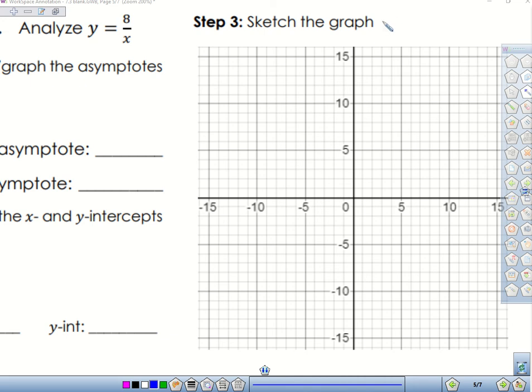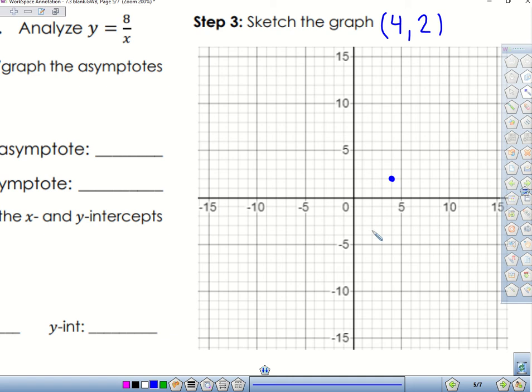4, that works. So let's say we plug in 4 into the equation. We're just going to write 4, comma, and then we'll plug in 4 into this equation to get the y. So that would be 8 divided by 4, which is 2. So that's one of the points on your graph, 4, 2.